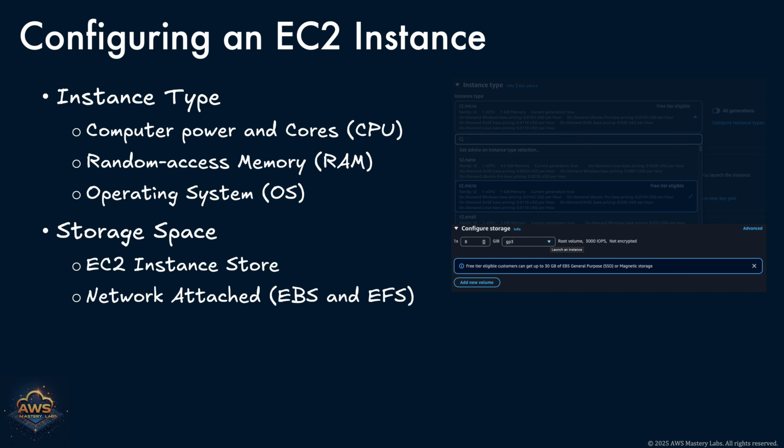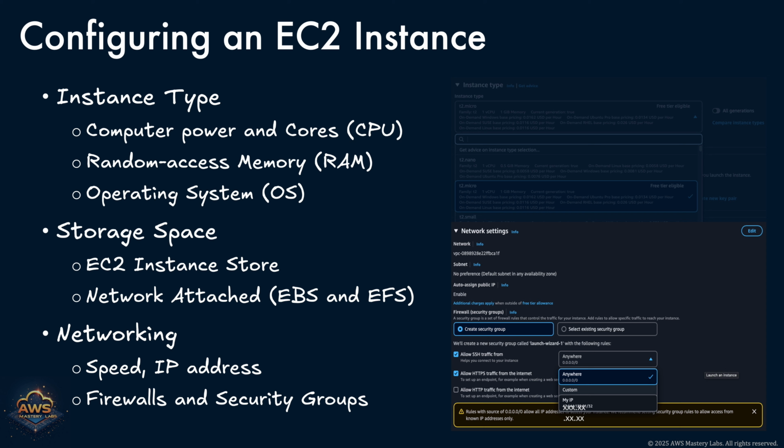Next is storage. EC2 provides two primary storage options: the Instance Store, which offers high-speed ephemeral storage physically attached to the host machine, and network-attached storage such as EBS for persistent block-level volumes, or EFS for shared scalable file storage across multiple instances.